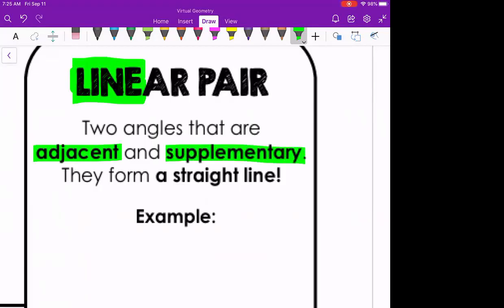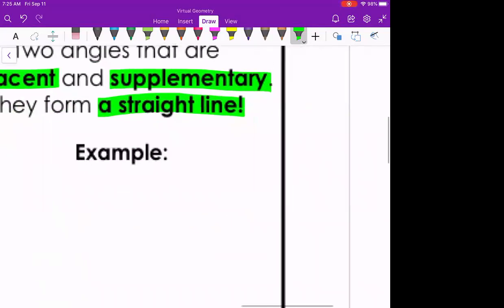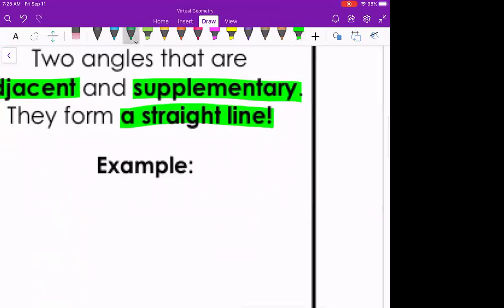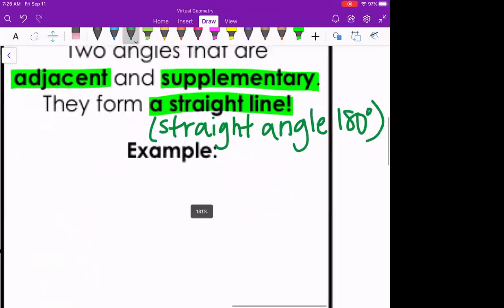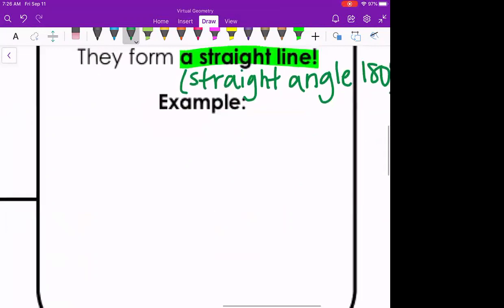Now, the clue here with these is they form a straight line, which you can also think about as being a straight angle. And we talked about straight angles on our previous topic and how a straight angle has to make 180 degrees. So let's take a look. We're going to look at two examples this time.